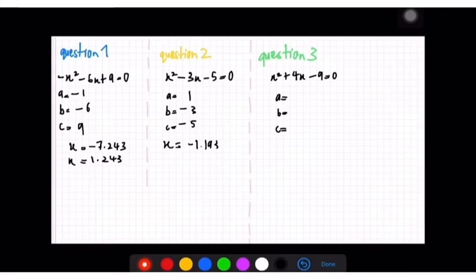x equals negative 1.193 and x equals 4.193. Lastly, x squared minus 4x minus 9 equals 0. A is 1, b is negative 4, and c is negative 9. x equals negative 1.606 and x equals 5.606.